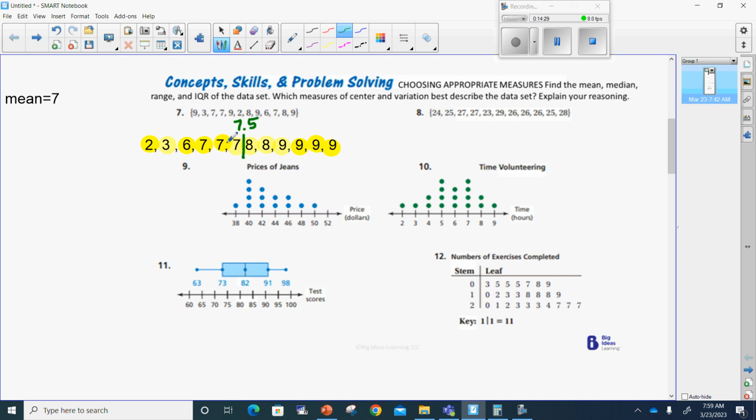Now I have to find the middle of these. Well, if there's 1, 2, 3, 4, 5, 6, 7, there will be 3 on each side, right? And the average between 9 and 9 is definitely going to stay 9. But the average between 6 and 7 would be 6.5. So getting back to what we had over here, the median was 7.5.